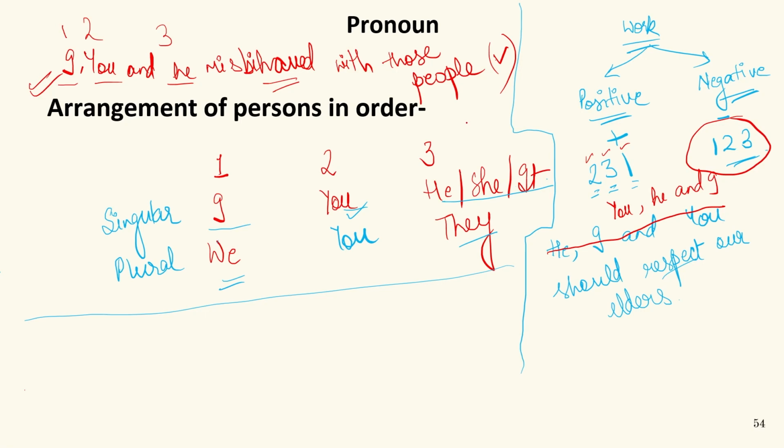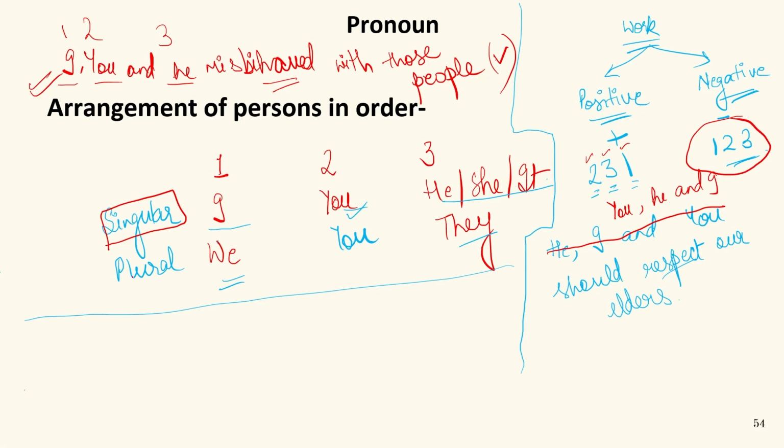So in case of any sentence in which we use more than one person, we should see the work, whether the work going on is correct or incorrect, positive or negative, or the sense of the sentence. In that case, we follow the rule. If the work is positive, we use 2, 3, 1. And if the work is negative, we use 1, 2, 3. But listen to me very carefully. This rule is applicable only for the singular persons.